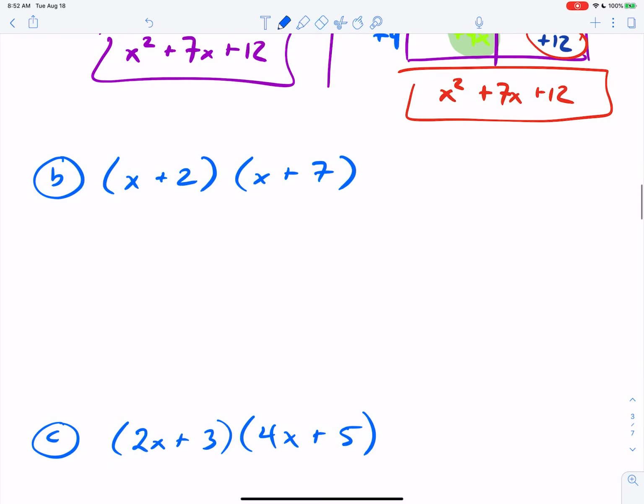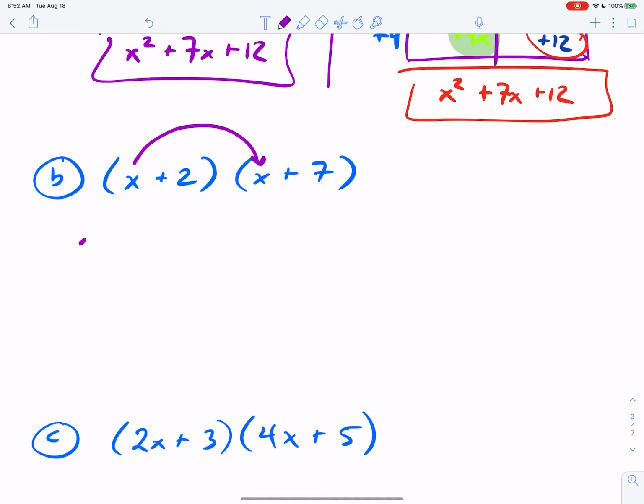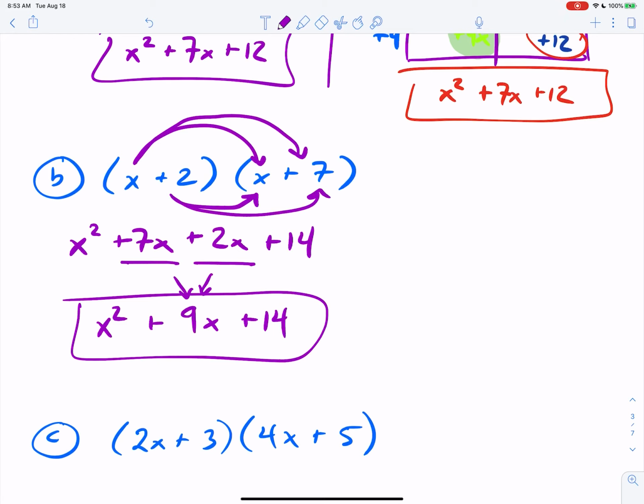Okay, so by distribution, x times x is x squared. X times positive 7 is positive 7x. Positive 2 times x is positive 2x. And positive 2 times positive 7 is positive 14. I noticed that the two terms right here can be combined. That becomes x squared plus the 9x plus the 14. That's the distribution model, okay?